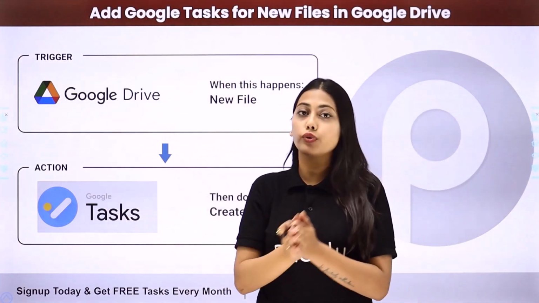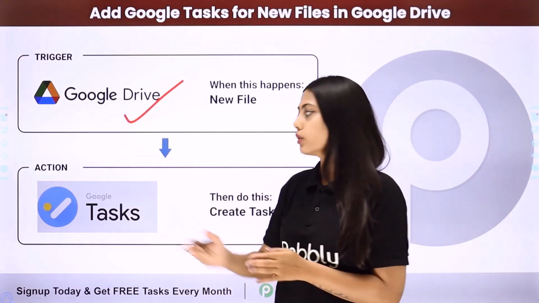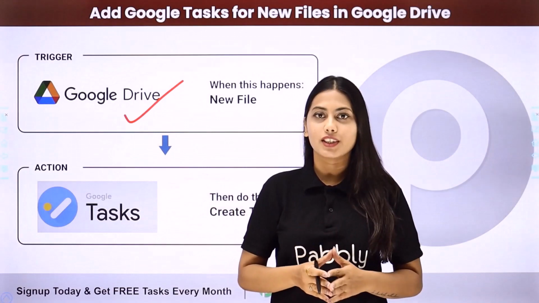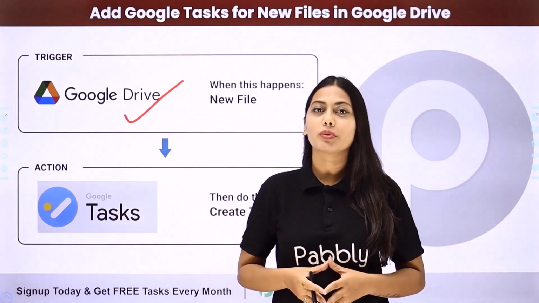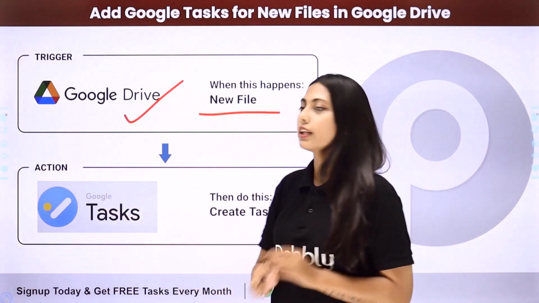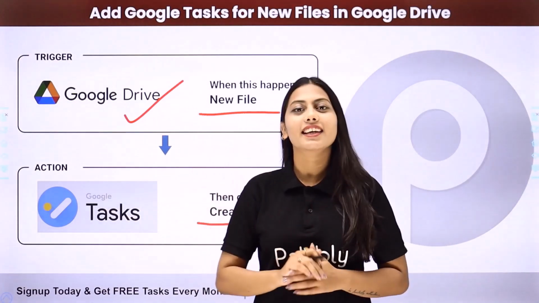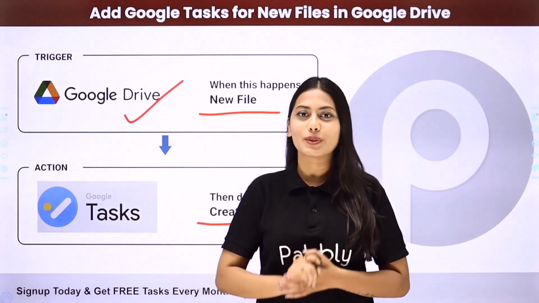So whenever a new file is uploaded in Google Drive, a new task will be created in Google Task with that action. We are going to create this automation with the help of Pabbly Connect, where the trigger will be the new file uploaded in Google Drive and our action will be to create a task for that file in our Google Task. Let us learn how to do that.